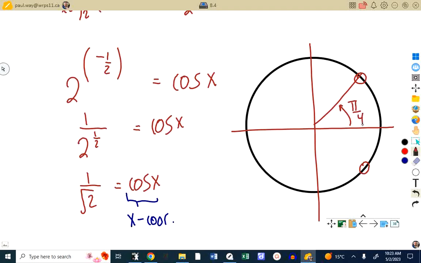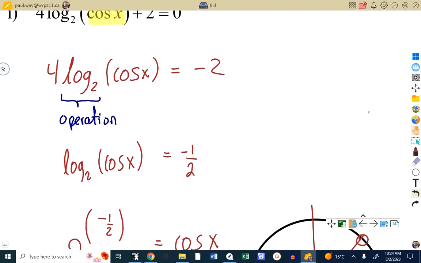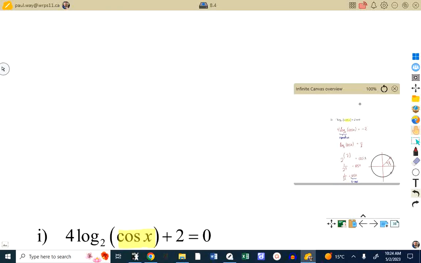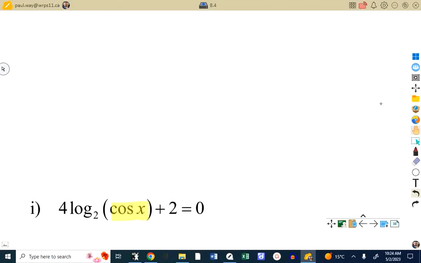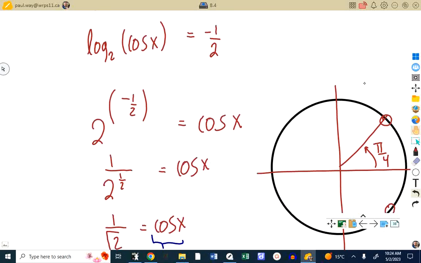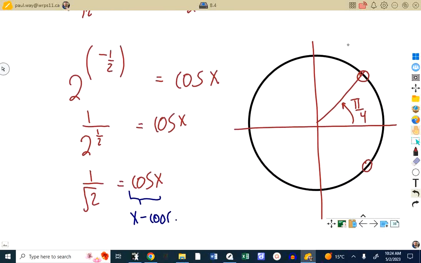And let's just run this through our heads. If x is pi over 4, then cosine of x is 1 over root 2. And when we rearranged this for cosine of x, we had cosine of x equals 1 over root 2. So it works. The other solution, of course, from 0 to 2 pi would be 5 pi over 4.